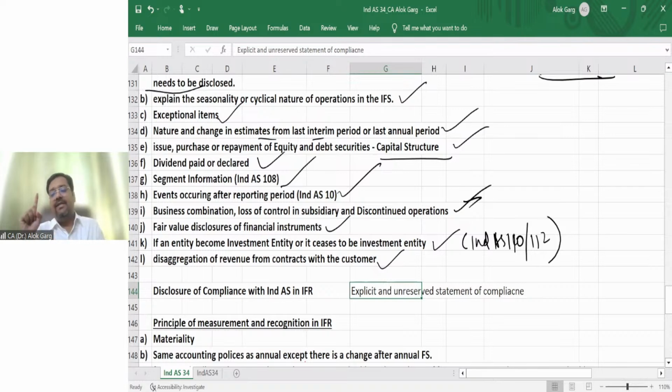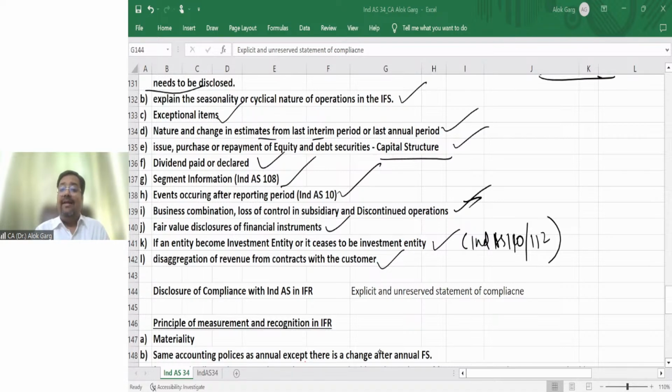Like in the annual financial statement, in every interim financial statement, the explicit and unreserved statement of compliance is required to be disclosed. The statement of compliance. You remember I've shown you the statement of compliance in the Adani Enterprises Limited annual report. So that statement of compliance is required to be disclosed. I hope it is clear to all of you.